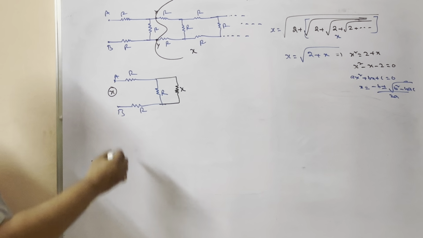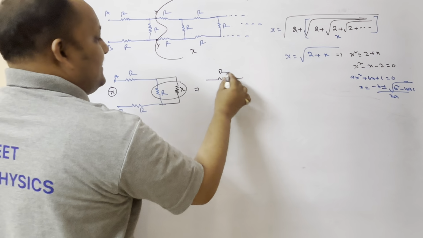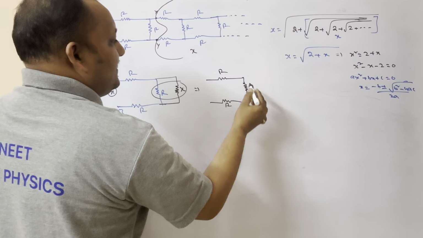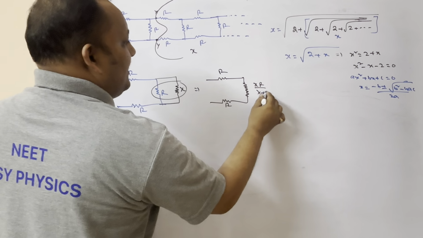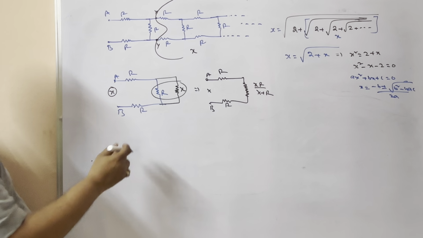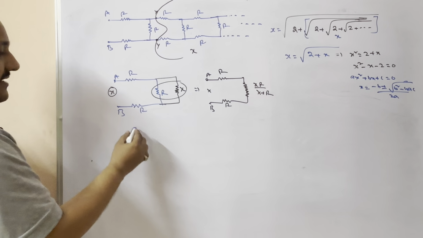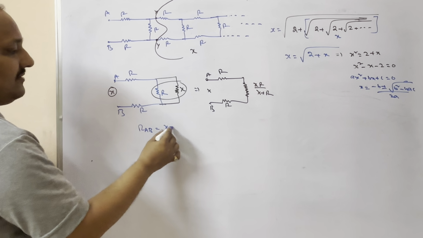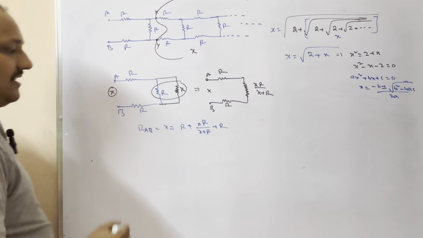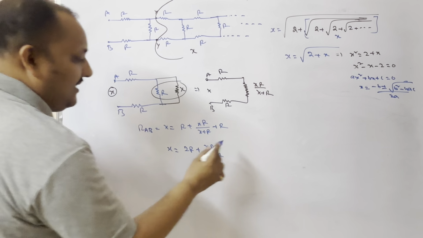Same like this. Then how are these two connected? In parallel. At that time, this is R, this is R. Now this one is going to be XR by X plus R. Between A and B, the resistance is going to be X. Now for the effective resistance, XR by X plus R and R will be in series. Therefore, RAB is equal to X equal to R plus XR by X plus R plus R. So X is equal to 2R plus XR by X plus R.